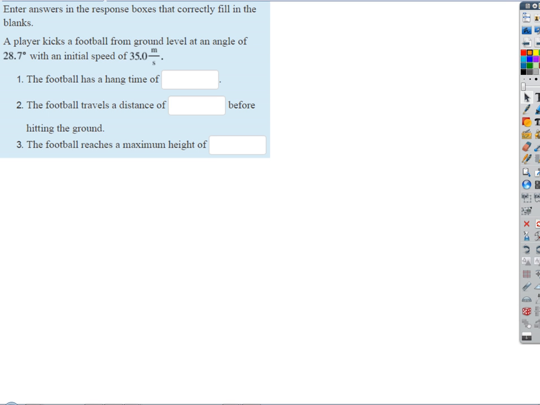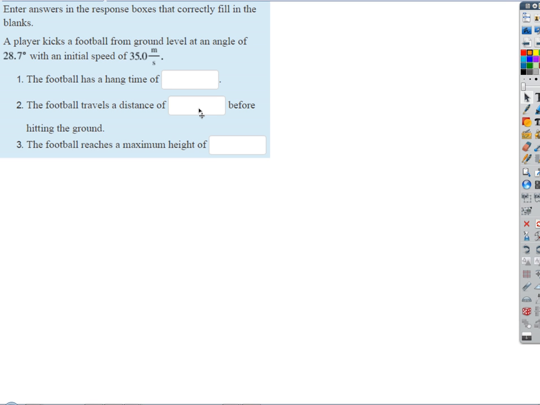In preparation for the Super Bowl, you have to understand the physics of a kickoff. So let's look at it. A player kicks a football from ground level at an angle of 28.7 degrees with an initial speed of 35.0 meters per second. We want to know the hang time of the football, how long it is in the air, how far it travels, and what maximum height it reaches.